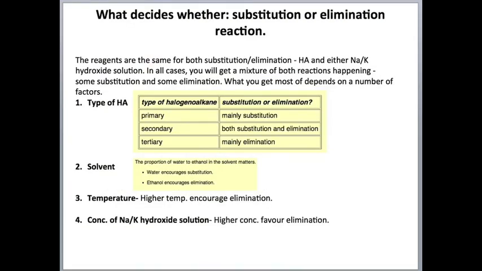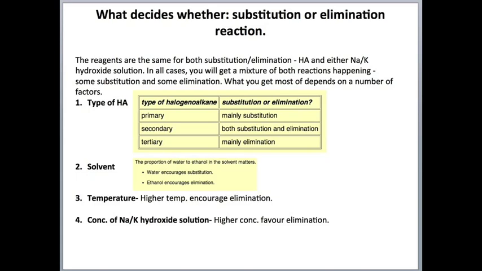So now that we've considered both types of reactions, what decides whether you get substitution or elimination? Well, the reagents you are using are the same for both substitution and elimination. So you will have the halogenoalkane and either sodium or potassium hydroxide solution. In all cases, you will get a mixture of both reactions happening. So some substitution and some elimination.